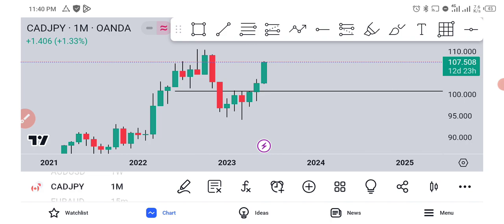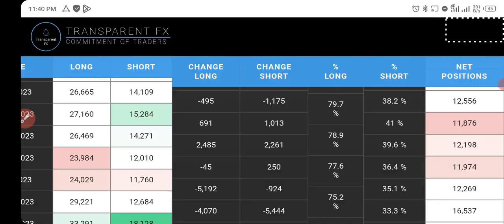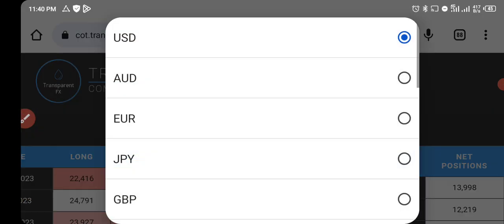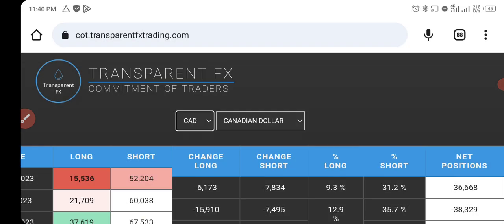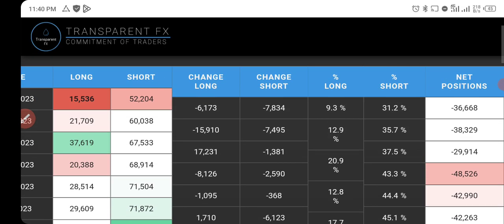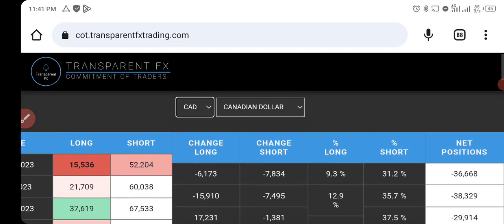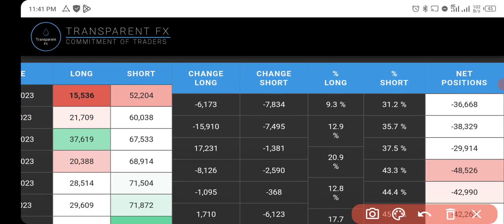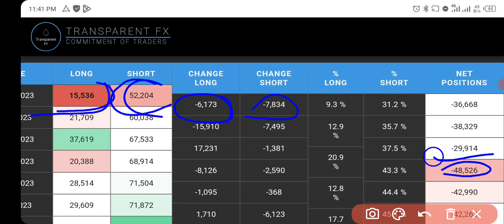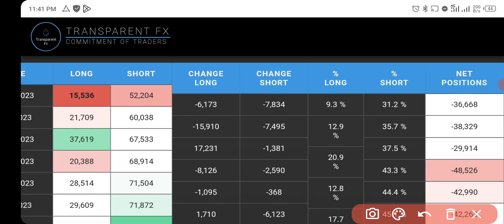Move to the downside. So we want to sell CAD JPY. Let's see what we have on the COT data. So here we check what we have on the CAD. You can see the CAD is weak, which is what we need on the pair. We have 15,000 long and we have 52,000 short, meaning 52,000 sellers, 15,000 buyers. So meaning the pair is currently weak, and longs and shorts are closed with the last report. So our net position, we have 48,000, 29,000, 38,000. So the CAD is weak.